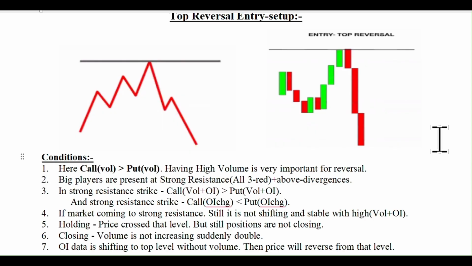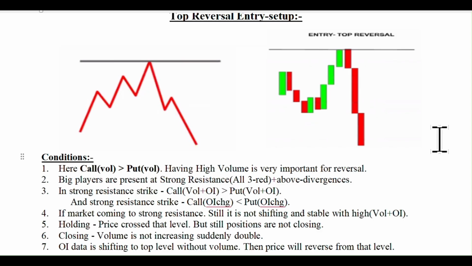The next condition is that the resistance should remain stable. As the market approaches the strong resistance level, that resistance should not shift to another strike price. It should continue to hold the highest volume and open interest, showing that call writers are still confident about defending that level. Another important condition is holding. Even if the market temporarily crosses the strong resistance level, the 100% call open interest should remain at the same strike price. This indicates that call writers are holding their positions instead of closing them, which strengthens the probability of a reversal.